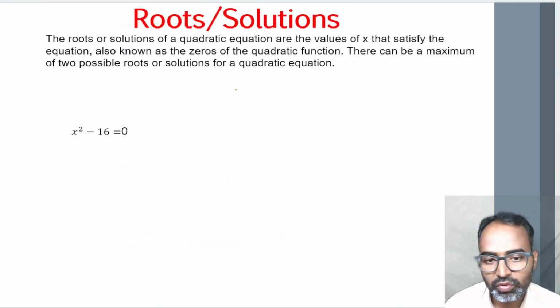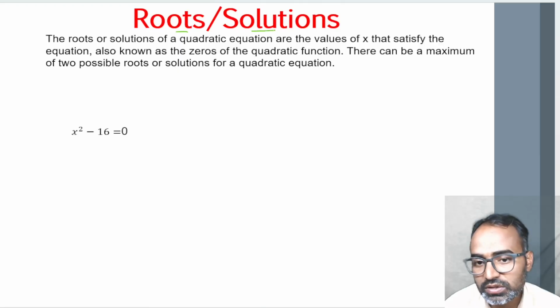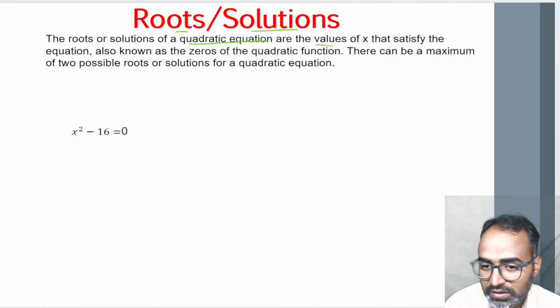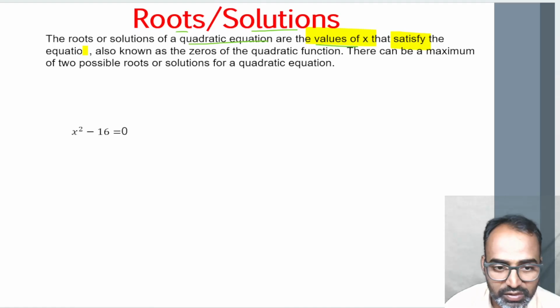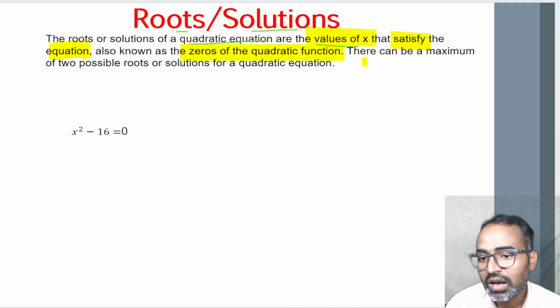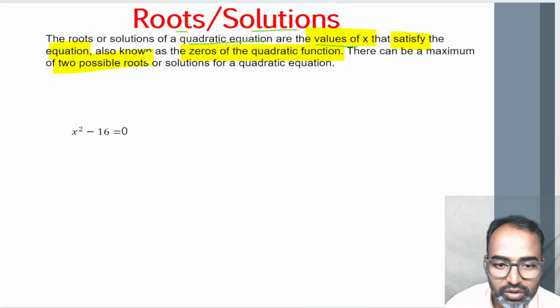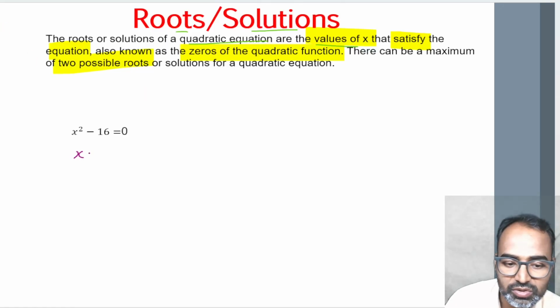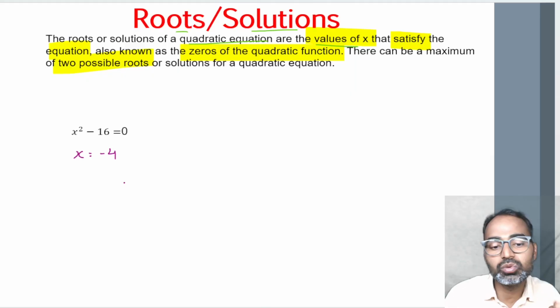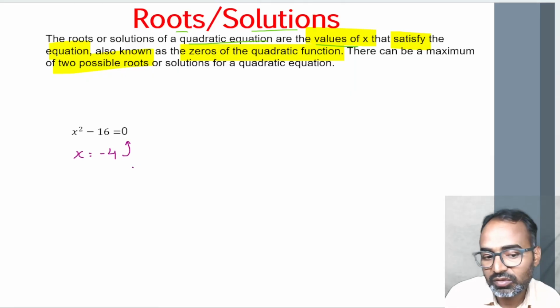So now see what are roots or solutions of the quadratic equation. Actually, the value of x that satisfies the equation is known as a zero of the quadratic function or equation, and there can be a maximum of two possible roots. For example, is x equals to minus 4 a root or not? If minus 4 satisfies the equation, we can say it is the root. And if not, then it is not a root.